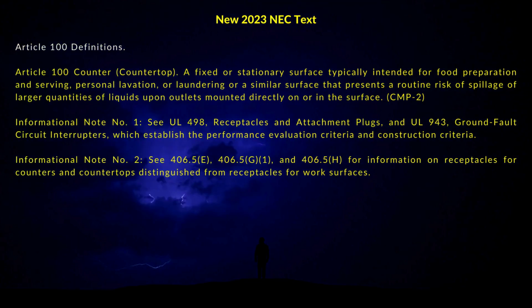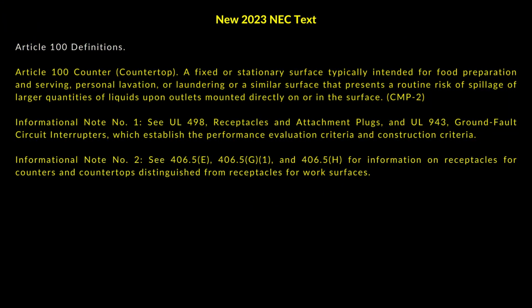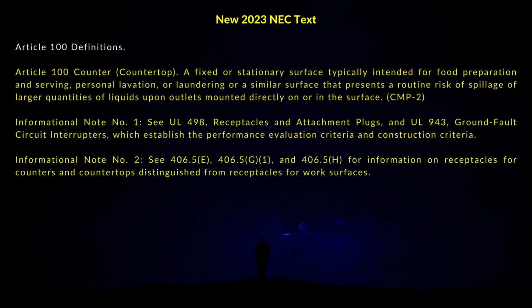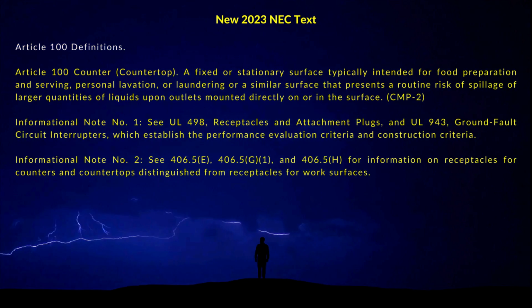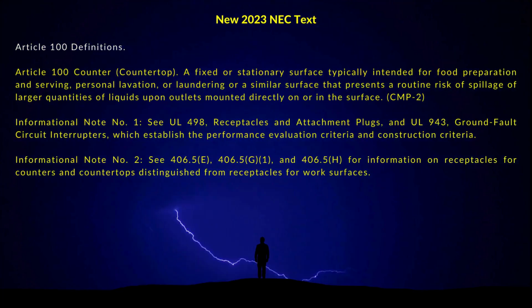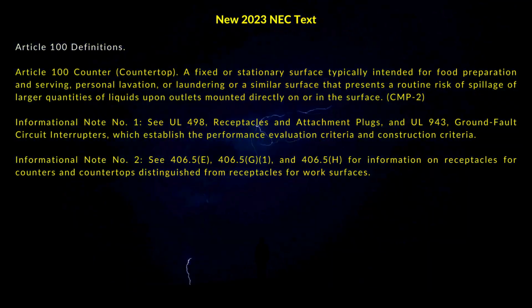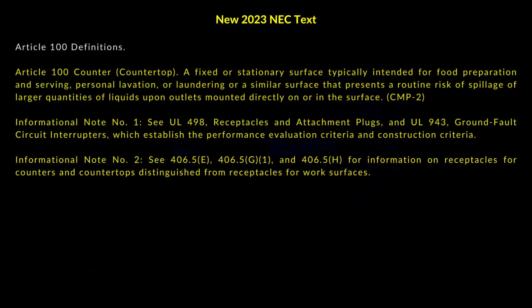The new 2023 NEC text for countertop states that it is a fixed or stationary surface typically intended for food preparation and serving, personal lavation, or laundering, or a similar surface that presents a routine risk of spillage of larger quantities of liquids upon outlets mounted directly on or in the surface.